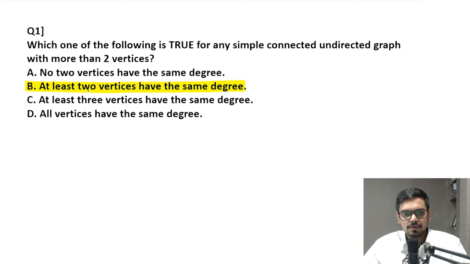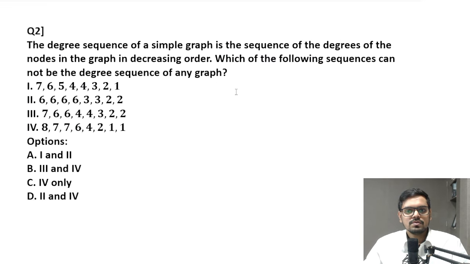What is the corollary? That if you have a simple connected undirected graph with more than 2 vertices, then you will always get at least 2 vertices having the same degree. Okay, so note it down. Now going to the next question, pause the video, think, then look at my solution. Try. Okay, if you have tried, then it's my turn.